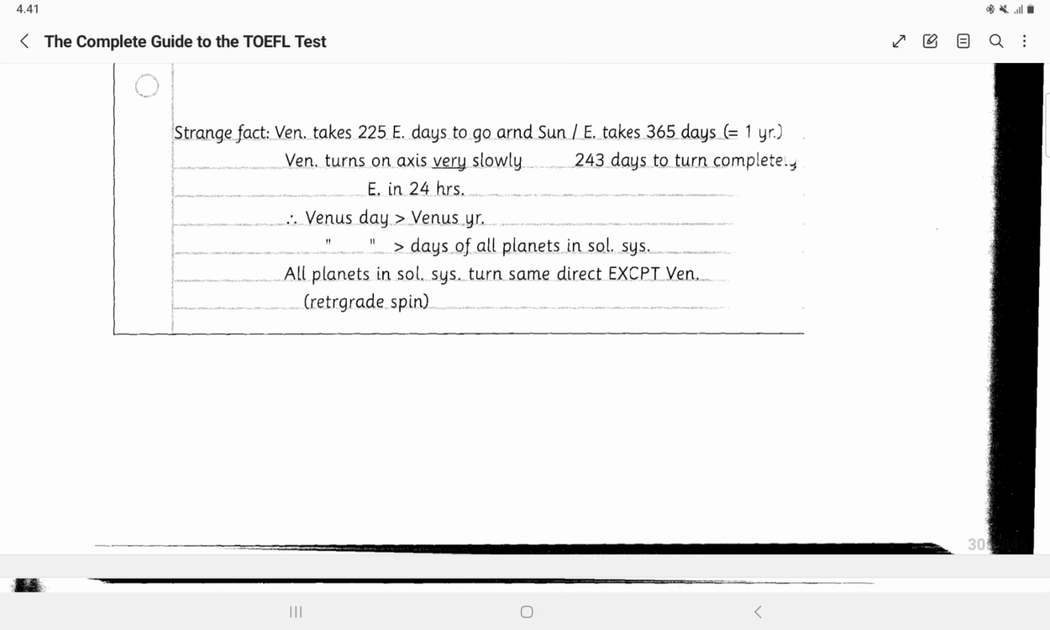In fact, a day on Venus is longer than on any planet in the solar system. Longer even than on those big gas planets like Jupiter. And here's something else weird. All the planets of the solar system turn on their axis in the same direction as they orbit the Sun. All, except Venus, of course. It has what's called a retrograde spin.